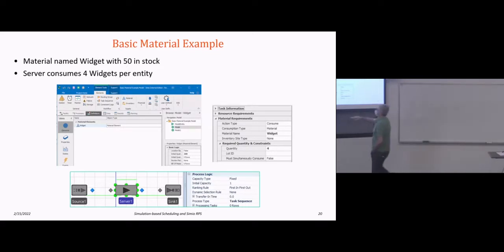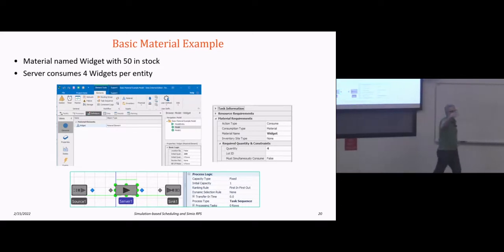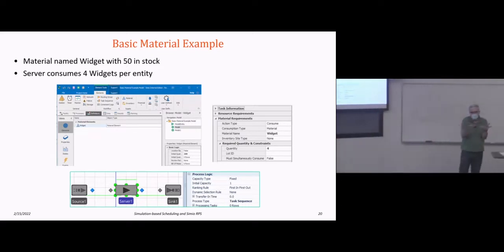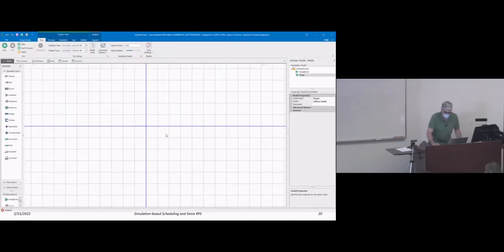I'm going to define a material named widget, and then I'm going to produce an entity that consumes 4 of them, just like we did before, except I'm not going to produce anything. So I'm not doing a bill of materials. I'm just having one material. I'm consuming it. Okay? See if I can do that here. Let's see. Here's my empty Simio model.